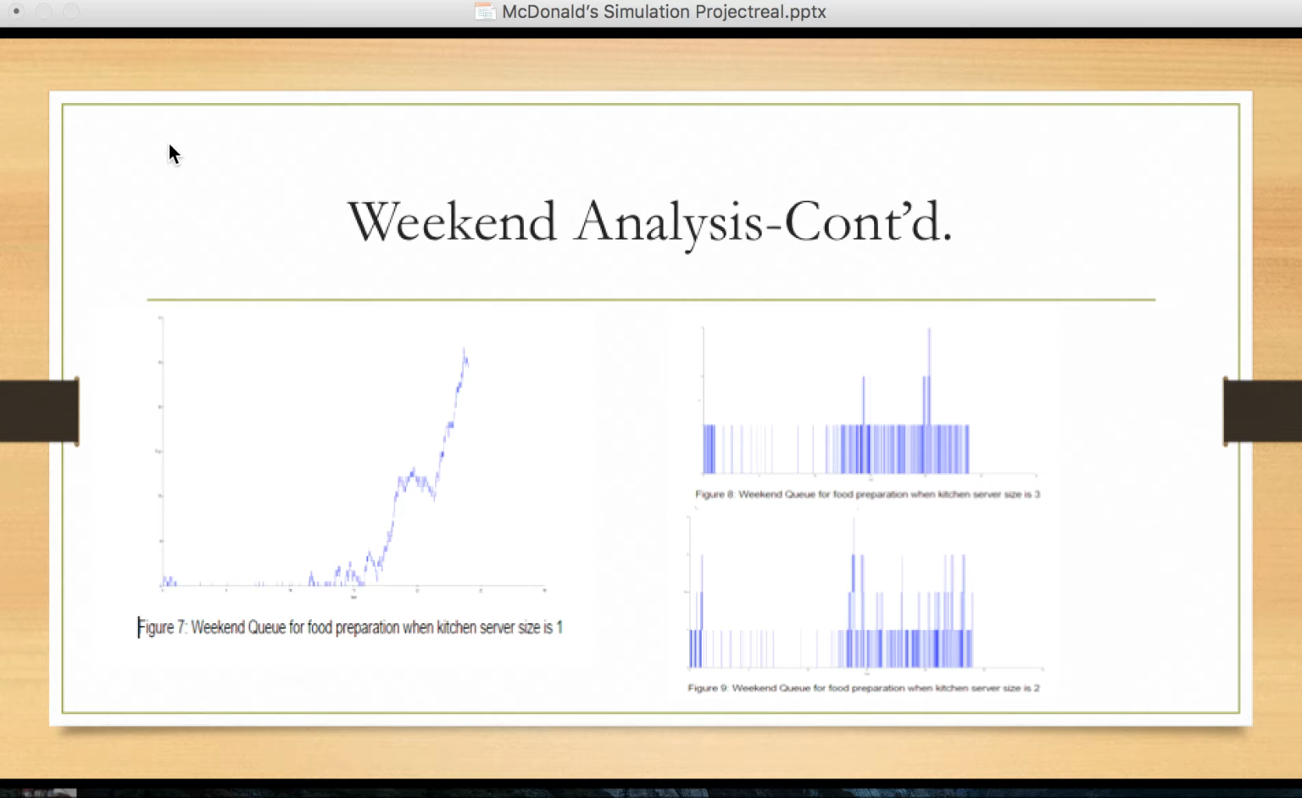However, we want to also try another simulation with size 2, just in case it is optimal. When we do so, we still observe a similar pattern as before, where the customers are always 5 or below throughout the whole simulation run. And so in order to save more money, we decide to optimize the kitchen staff size to be 2. Overall, for the weekends, we can say that the optimal number for the cashier is just 1, and the optimal number for the kitchen staff is just 2.